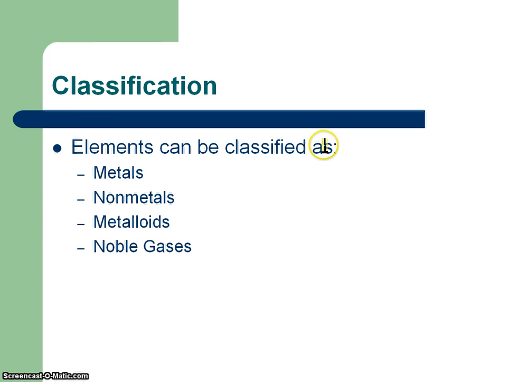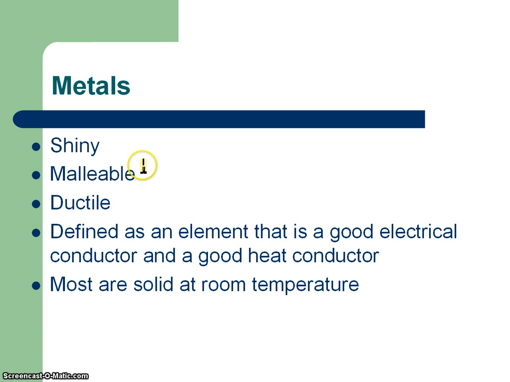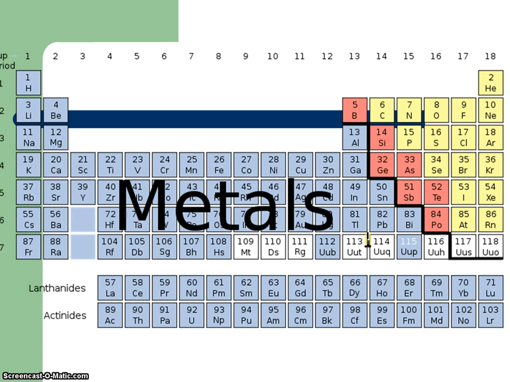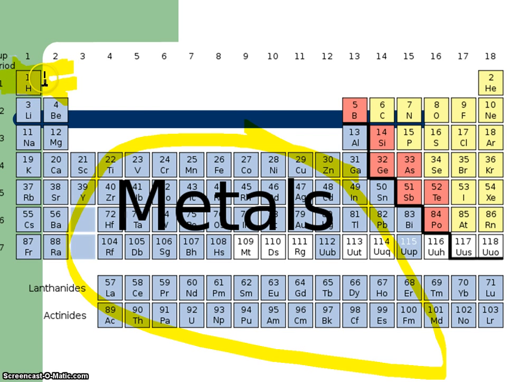Now, elements can be classified as metals, nonmetals, metalloids, and noble gases. Metals are shiny, malleable, they can be hammered into thin sheets, ductile, drawn into wire, and are defined as good conductors of heat and electricity, and most are solid at room temperature. These are all metals here in blue, except hydrogen up there. Don't think of hydrogen as a metal. It's not. It never is. It will never be a metal.